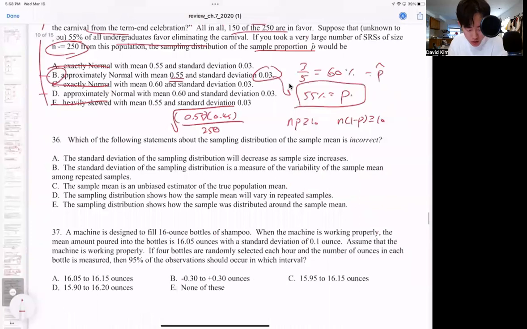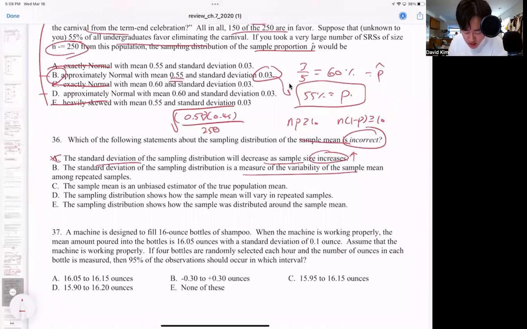All right, so 36, which of the following statements about the sampling distribution of the sample mean is incorrect here? It says the standard deviation of the sampling distribution will decrease as the sample size increases. That is absolutely true. That's the same statement that I've been saying over and over again for the past couple of questions. The standard deviation of the sampling distribution is a measure of variability of the sample mean among repeated samples. That's correct, so it's not an incorrect statement.